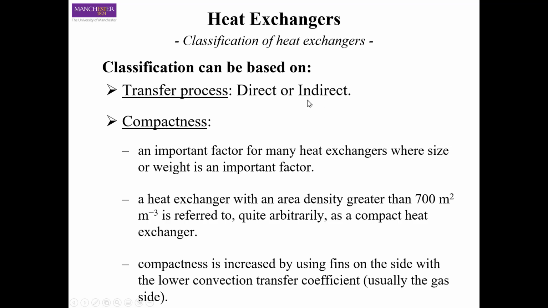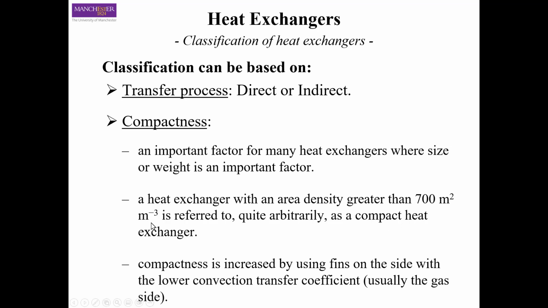While when we are talking about indirect heat exchange, it means that we are exchanging heat through a surface, like we discussed for different heat exchangers. Okay. Then we talk about the compactness of the heat exchanger. The compactness can be used to define the size of a heat exchanger in terms of its surface area to volume ratio.